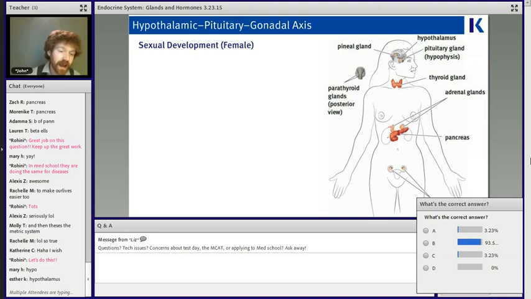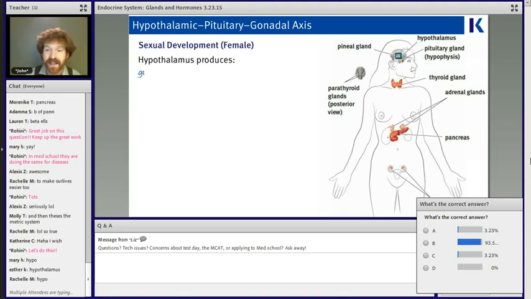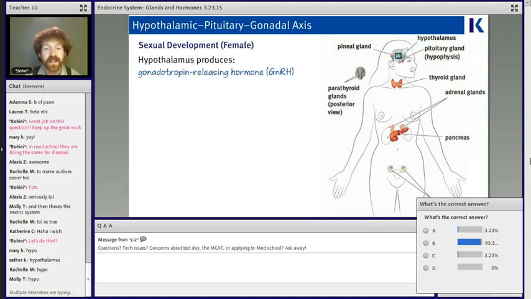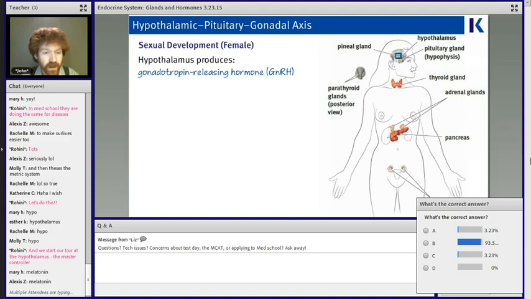Hypothalamus. Remember, the hypothalamus is like the master gland. It's the thing that's in charge of everything. It releases gonadotropin-releasing hormone. I know that looks like pineal gland. That's a little bit different. We won't get into pineal gland today. Well, let's say the one thing. If there's a hormone to know associated with the pineal gland, what is it? Melatonin.